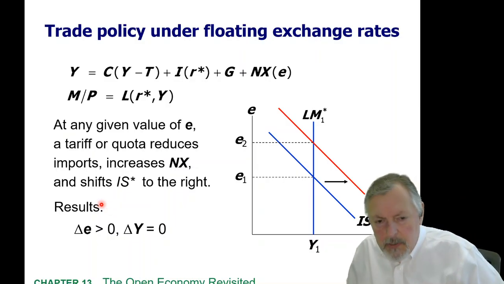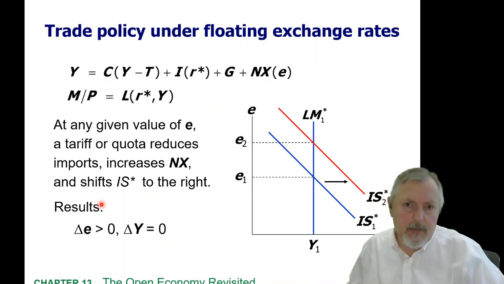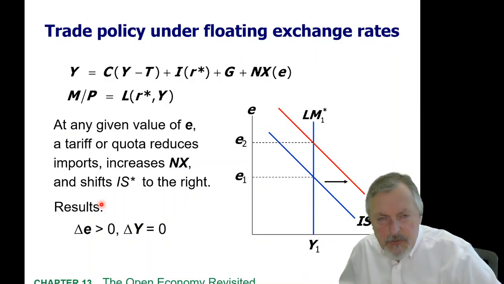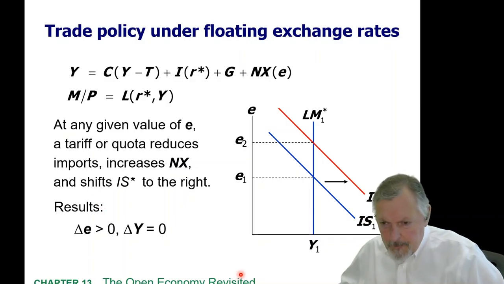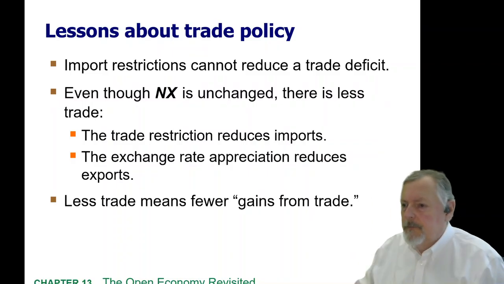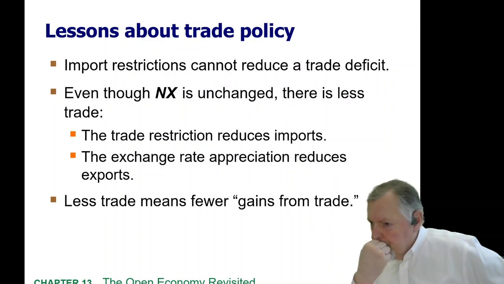NX equals S minus I is an accounting identity. It is true by definition. So if you're not changing savings, you're not changing investment, you are not changing net exports. So with a floating exchange rate, reducing imports with a tariff or a quota ends up just reducing exports by the same amount. So the net doesn't change.